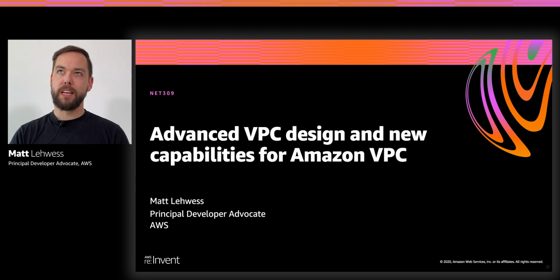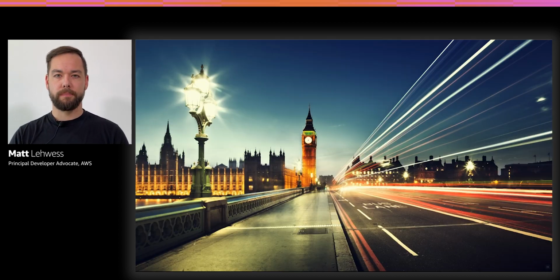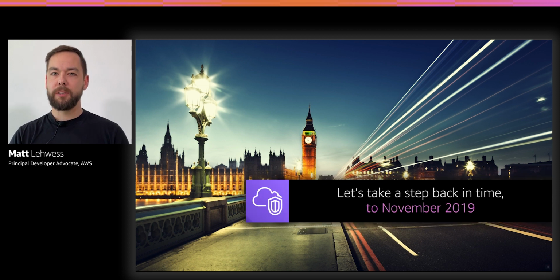This session is actually, I think, the 4th year running at re:Invent, and the idea is we'll talk about Advanced VPC Design, so all of the things that go into building your VPC design in AWS, but then all of the things that we've released over the last 12 months. So what we'll actually be doing is taking a little step back in time to November 2019 and talking about the way things were 12 months ago.